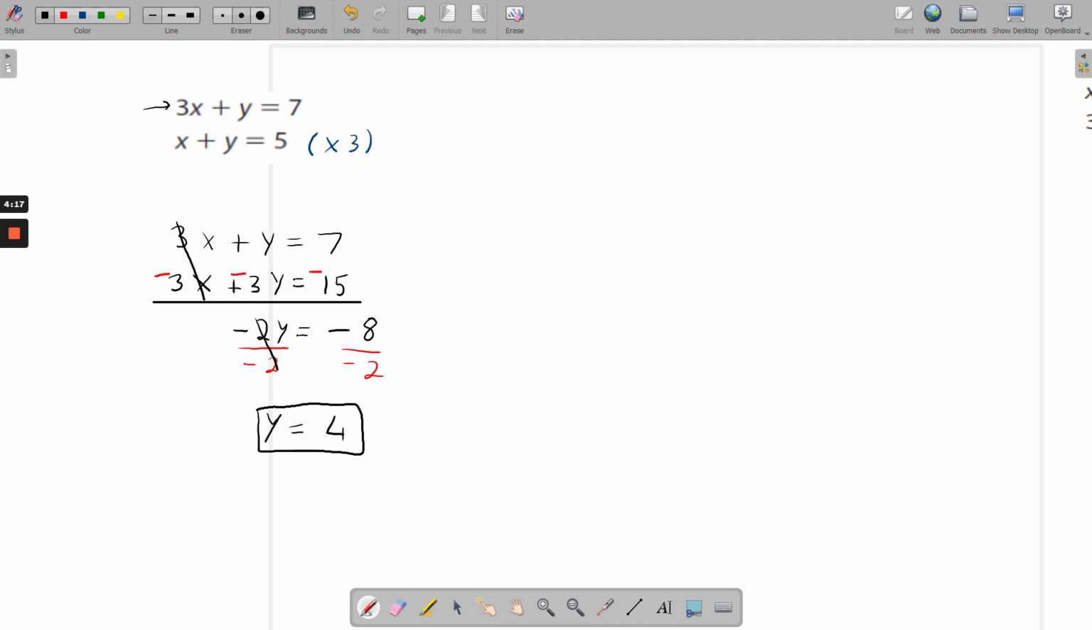So that's our first number. Our second one, now you can take either of these equations at the top. So you can take either this equation or the bottom one. It doesn't matter. It looks a little bit easier. I'm going to take the bottom one here. So just put an arrow coming up from that. And what we're going to do is substitute y is equal to 4 into that x plus y is equal to 5.